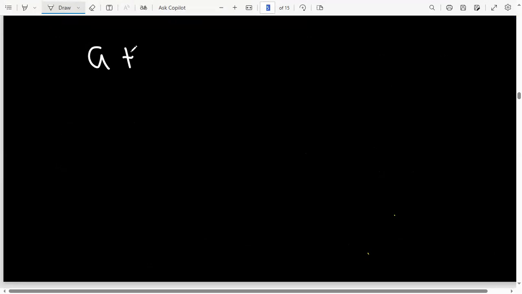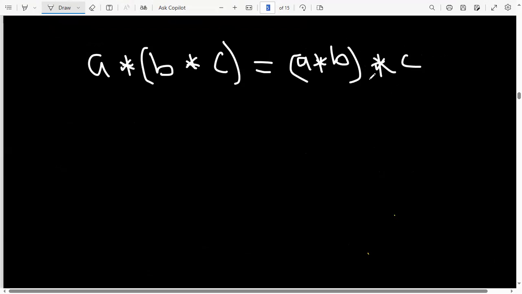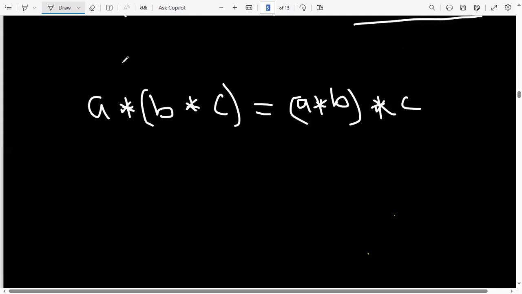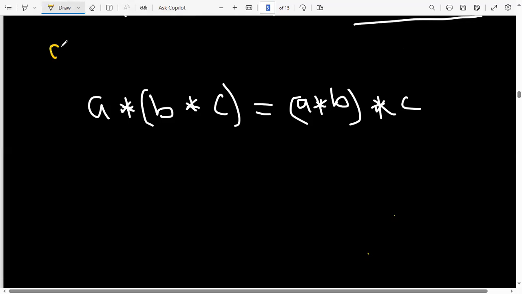So we have A star B and then star C. B star C will be in the brackets, and we are trying to prove that this is equal to A star B in the brackets and then star C. This is what we're trying to prove. Remember the definition that we are using. Let me write it on top so that we don't get lost. We are using A star B equals 2A minus B. This is the definition that we'll be using.